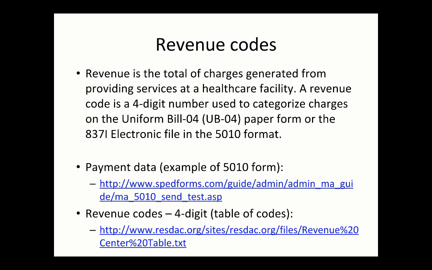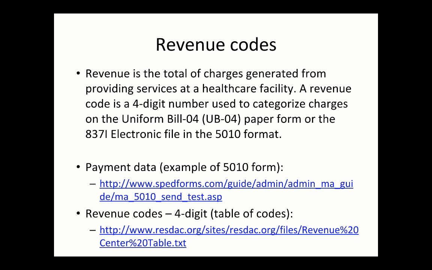Revenue is the total of charges generated from providing services at a healthcare facility. A revenue code is a four-digit number used to categorize charges on the Uniform Bill 04 or the UB04. This is a paper form, or the electronic version is the 837I electronic form, and it's in a standard format called the 5010 format. There's a link on the screen that provides a walkthrough for filling out the 837I 5010 version of the electronic form.